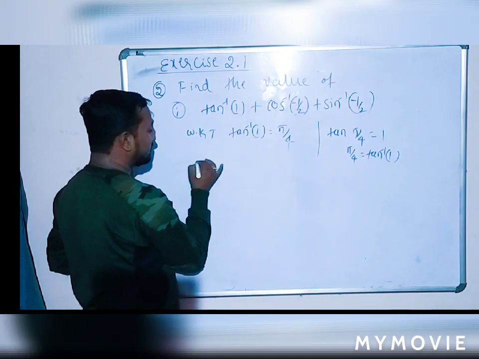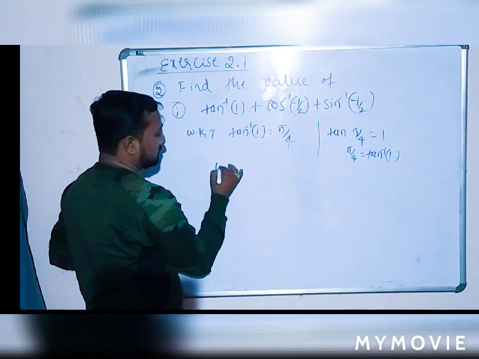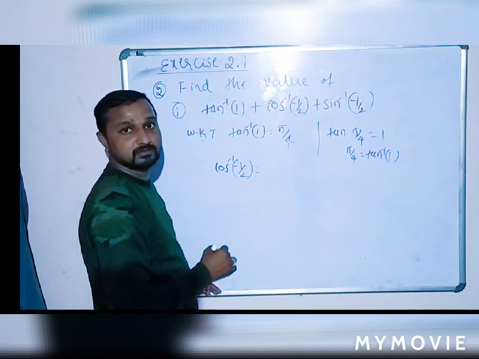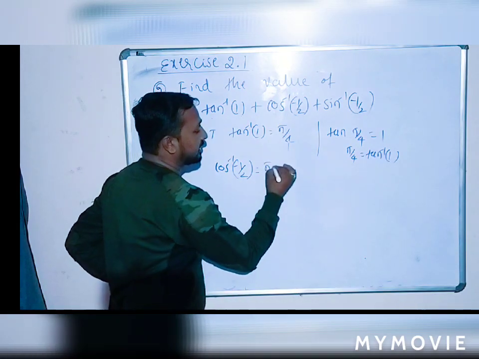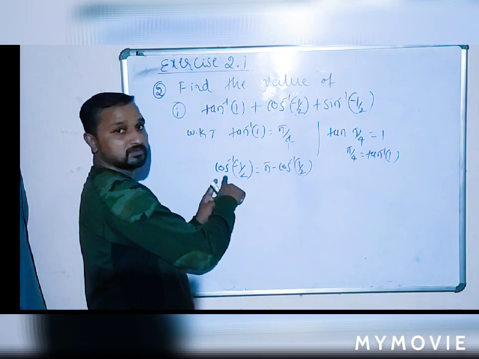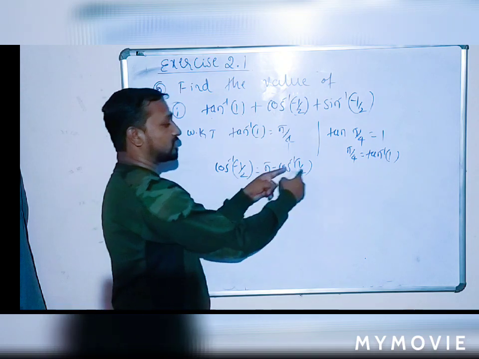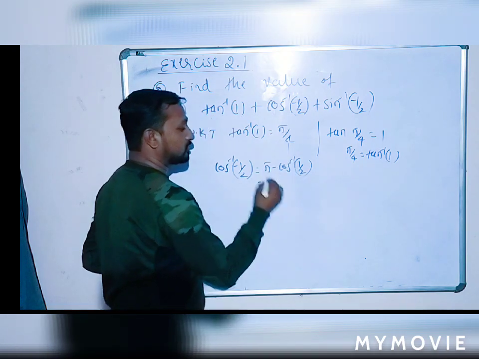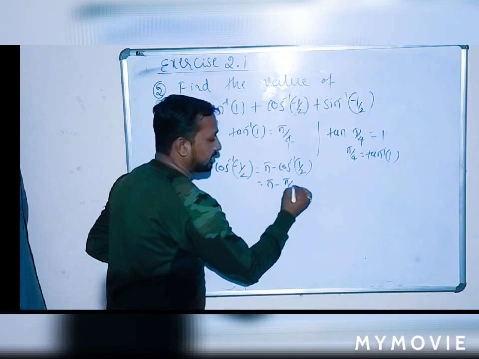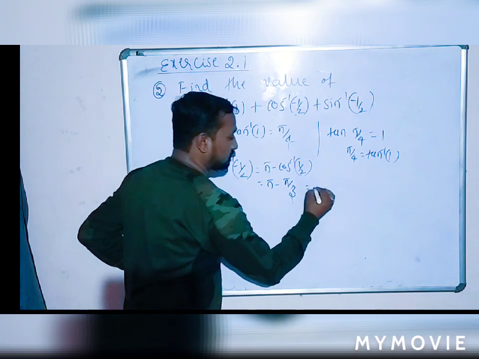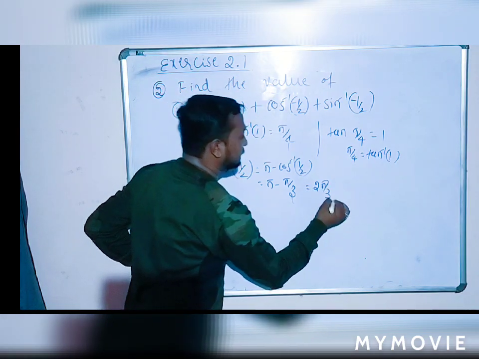And cos inverse of minus 1 by 2 is nothing but, already we know that, pi minus cos inverse of 1 by 2. Property: cos inverse of minus x equal to pi minus cos inverse of x. That is equal to pi minus cos inverse of 1 by 2, which is pi by 3. That is equal to 2 pi by 3.